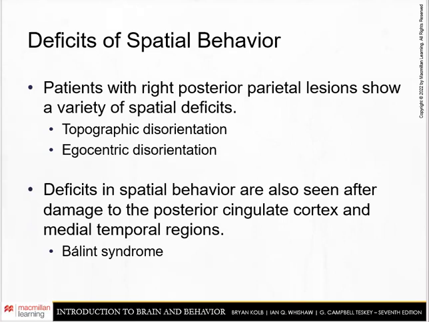As far as deficits of spatial behavior go, a patient with right posterior parietal lesions shows a variety of spatial deficits such as topographic disorientation and egocentric disorientation. Deficits in spatial behavior are also seen after damage to the posterior cingulate cortex and medial temporal regions, such as Balint syndrome.